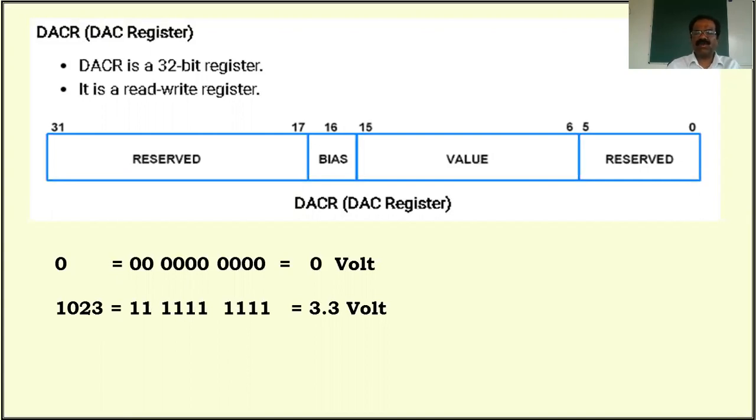We are able to generate a square waveform, a sawtooth waveform, and a sine waveform. We are able to generate different waveforms on the CRO by using this. That's why the name itself indicates the meaning of this.